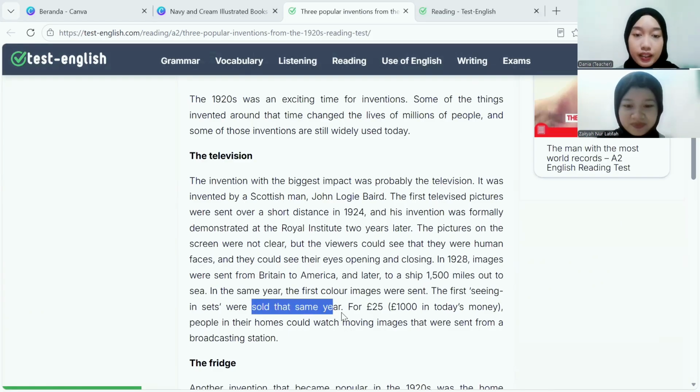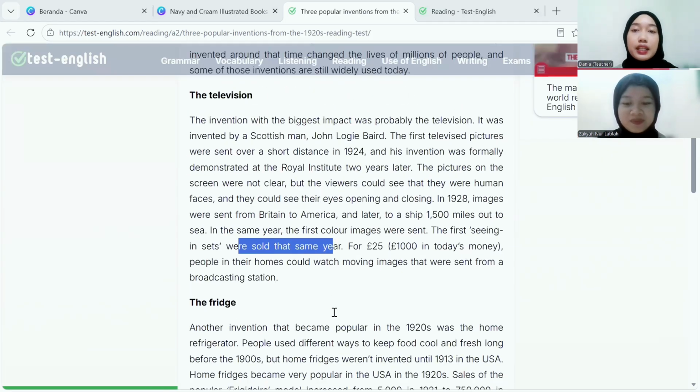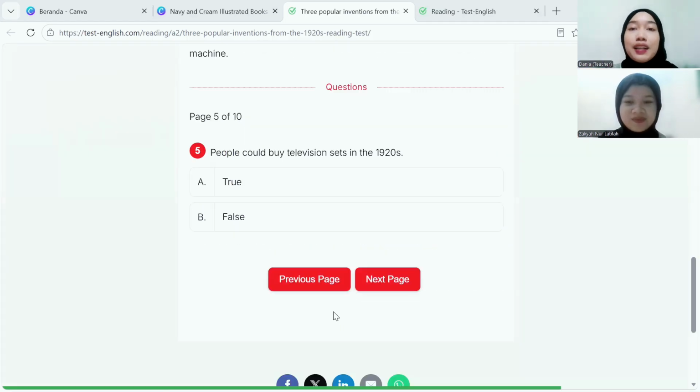Okay, great. You are right, Zakia. The answer is true because the text says television sets were sold in the same year, which is 1928. Great job, Zakia. Thank you, Zakia, for sharing your answer. You did such a great job in comprehending the information in the text. Okay, now I think that's it for today's lesson. I think you are already applying the strategies that I have introduced to you very well.